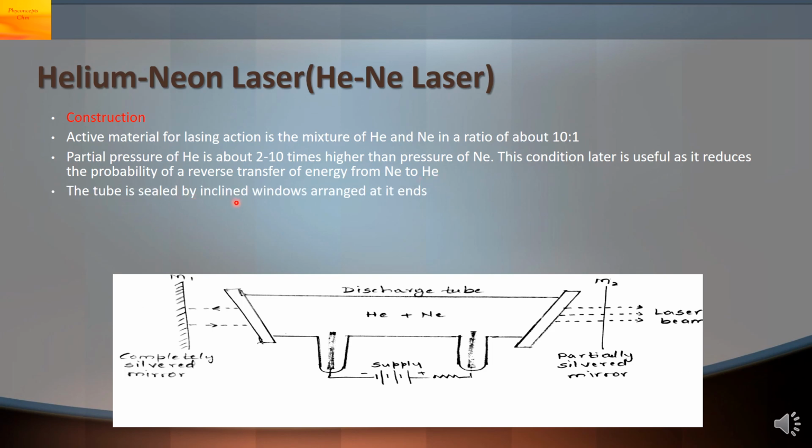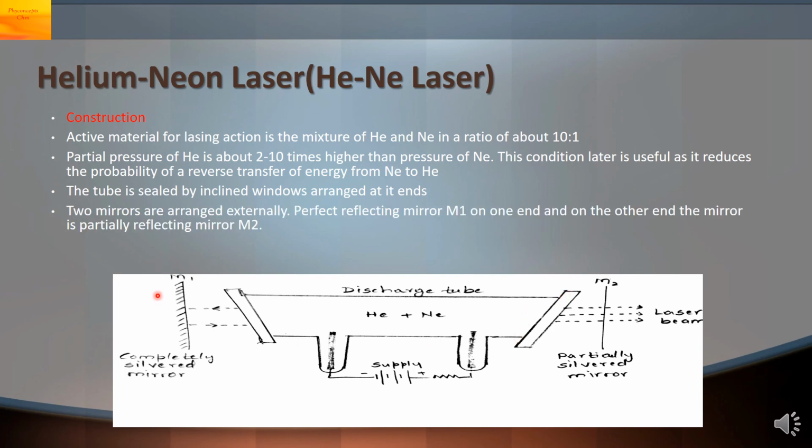The tube is sealed by inclined windows arranged at its ends. Two mirrors are arranged externally. M1, which is a perfectly reflecting mirror on one end, and on the other end the mirror M2 is a partially reflecting mirror. So this complete system forms a resonator system.